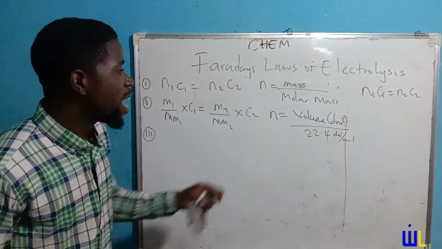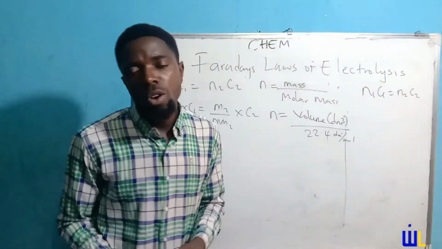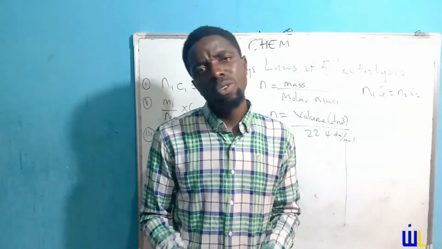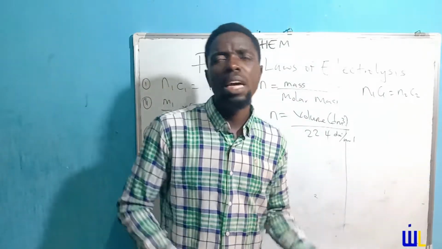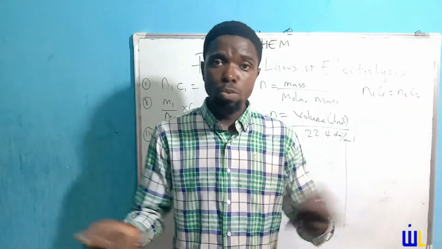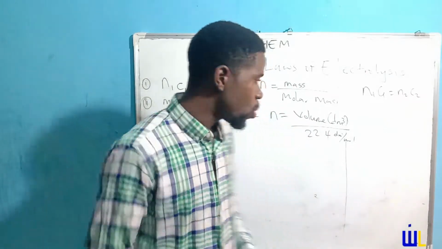So it implies that wherever I see N, I can replace it with volume over 22.4, and then I will still get my same relation. I don't need to first solve for N and then convert it to volume. With these formulas directly, when you are asked volume, you just put it there and you solve. So what do we have here?